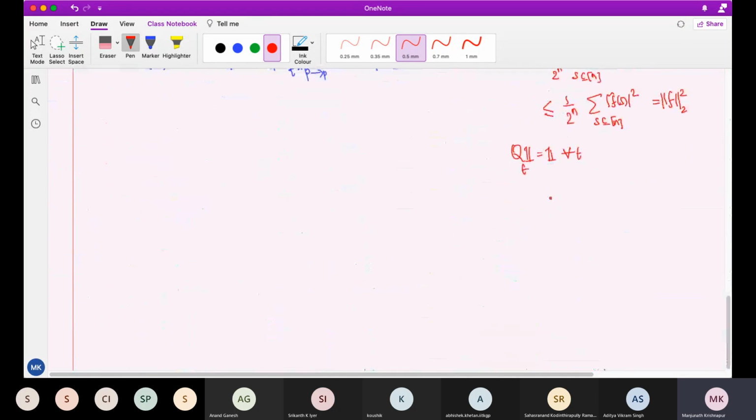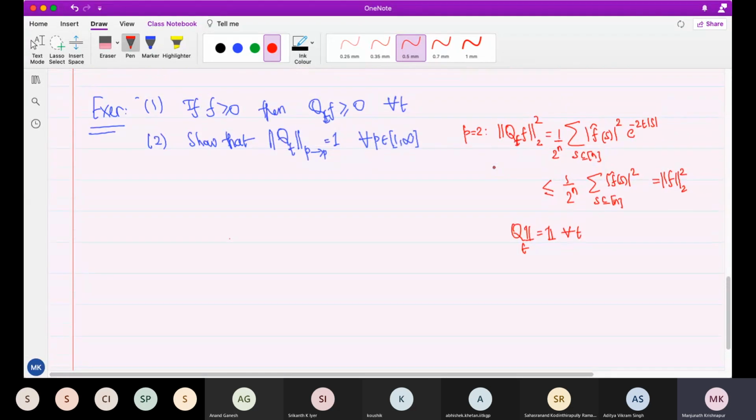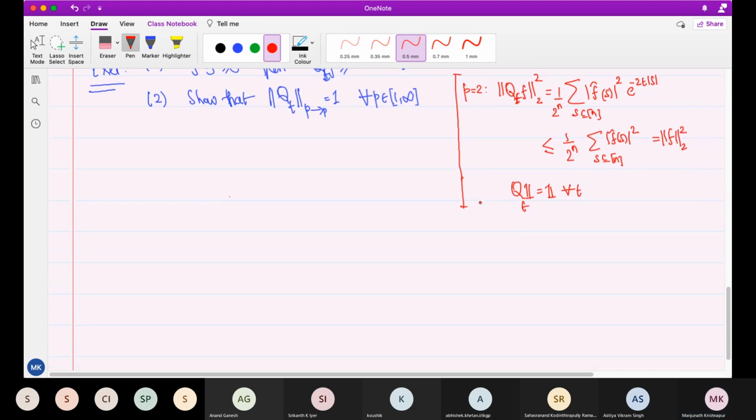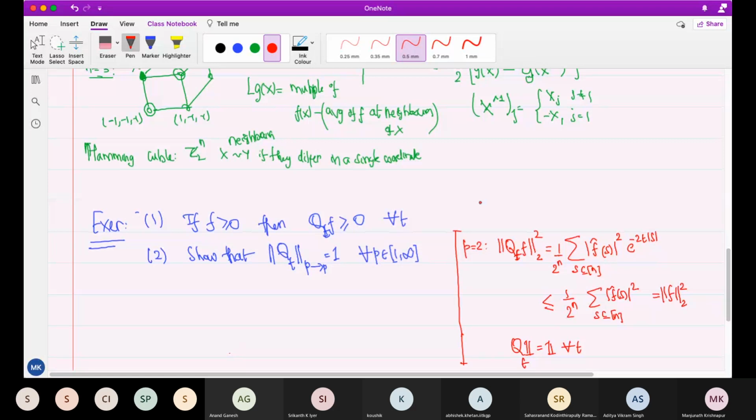So Q_t of the constant function will be the constant function, which also makes sense from the heat interpretation. If you start with equal temperatures, there is no heat flow anywhere. So that is what this is. But now I am asking you to show that from L^p to L^p, it is actually a contraction. That is, the L^p norm of Q_t f is less than or equal to the L^p norm of f. That's an exercise.